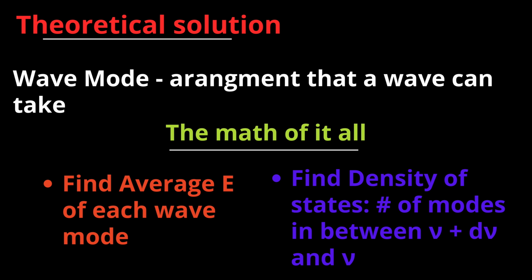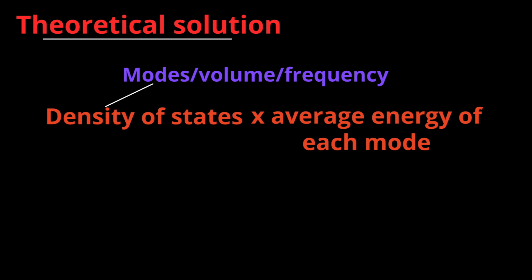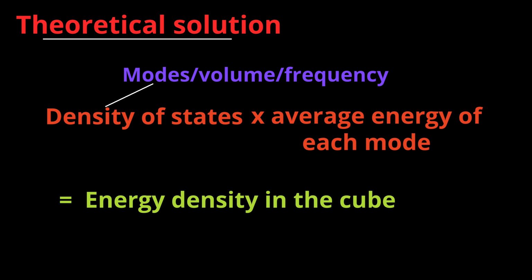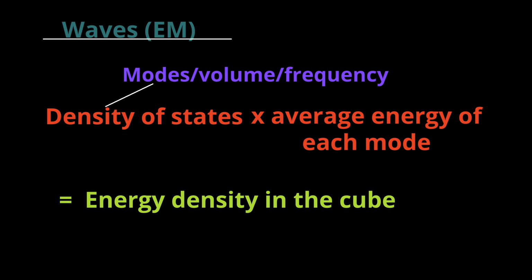And this is a very useful quantity because if we multiply this by the energy of each wave per frequency, we will actually get the density of energy inside the blackbody, which we can easily get the spectral radiance from.